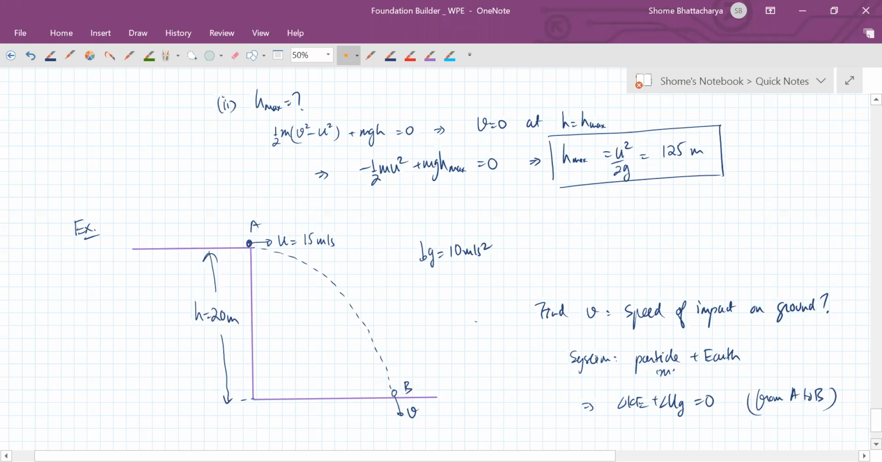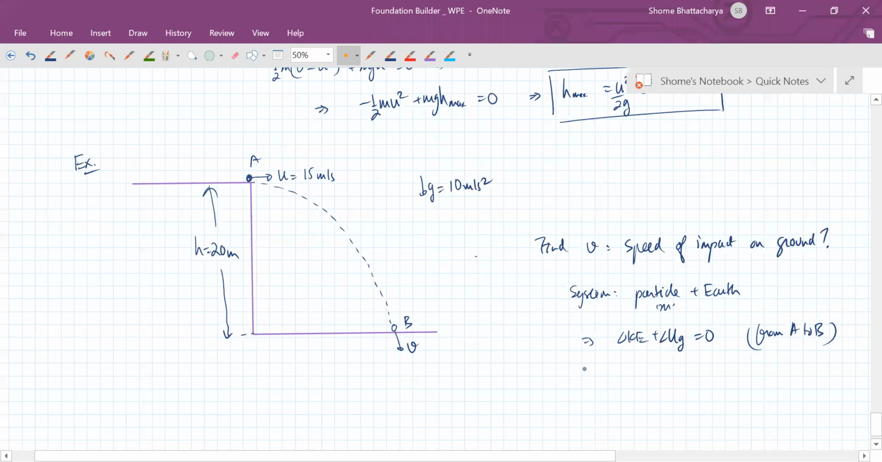So you can see that half m (v square minus u square) plus mg into minus h. Because from A to B, its vertical displacement is minus h. Remember, the vertical axis is upwards. So the vertical component of displacement is minus h. So this should be 0. So this will give you the relation that v square is equal to u square plus 2gh.